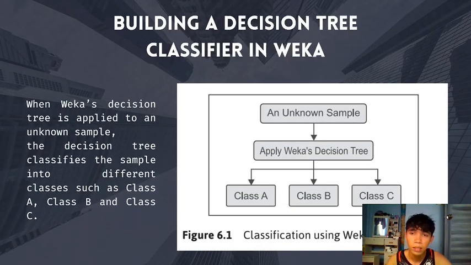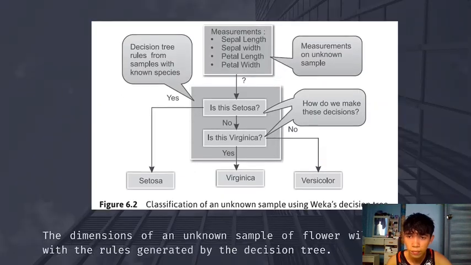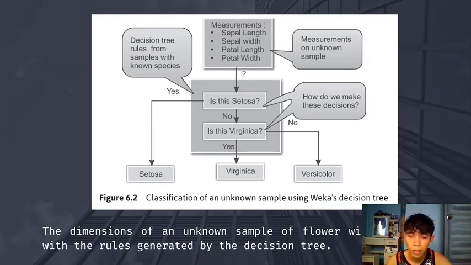So, building a decision tree classifier in Weka. When a Weka decision tree is applied to an unknown sample, the decision tree classifies the sample into different classes such as class A, B, and C. The dimensions of an unknown sample of flower will be matched with the rules generated by the decision tree, as you can see in figure 6.2.